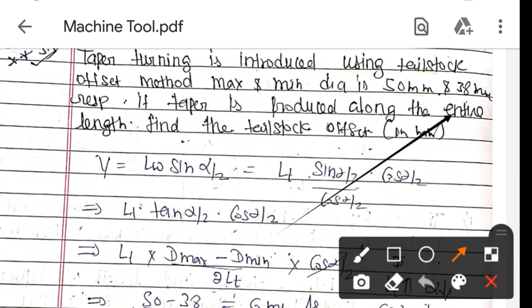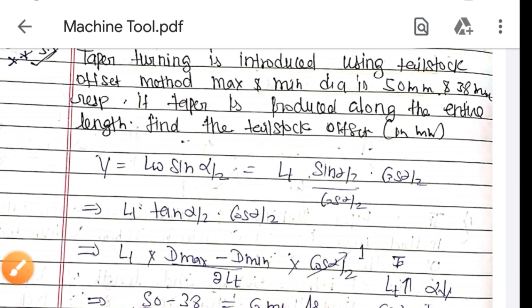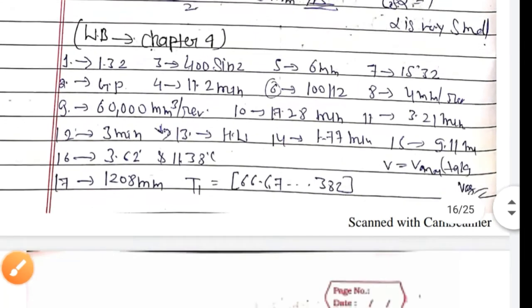So automatically the length of the taper is more, and tailstock offset method is for very small taper angle. So okay, for a small angle cos alpha by 2 will approach to 1. Okay, from the mathematics. So this is one of the important ones.